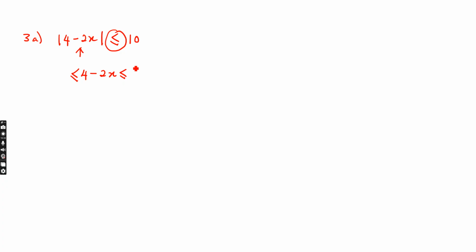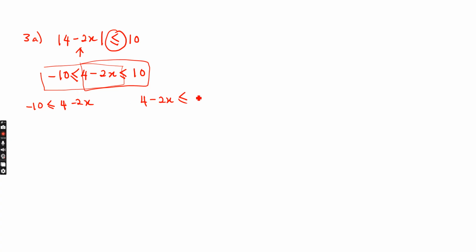Okay, so you put here 10, and then at the left side you put negative 10, and then you separate this. You separate negative 10 less than 4 minus 2x, and then another one you separate 4 minus 2x less than 10. Okay, and then you solve. Solve how? Just find the value of x.